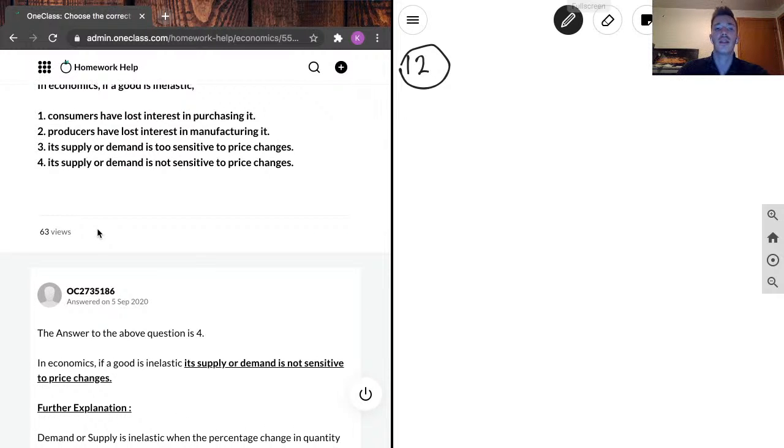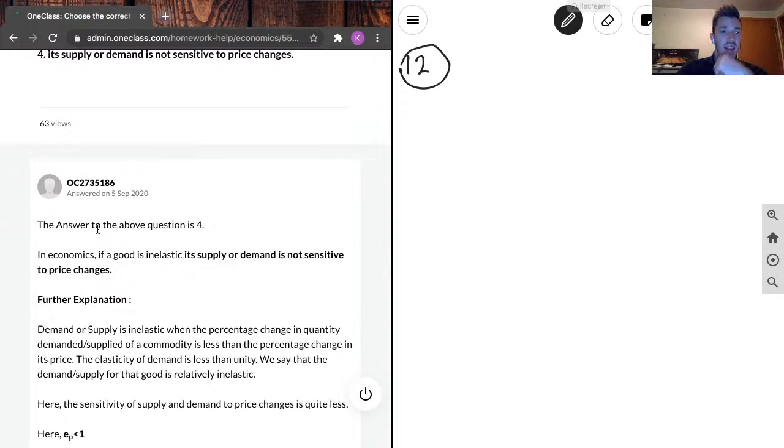Janine The Tutor has said that the answer to the above question is 4. That's correct. They've said that in economics, the good is inelastic, its supply or demand is not sensitive to price changes. Oh, Shanice has come back. 2 for 2, fighting it off. Impressive.